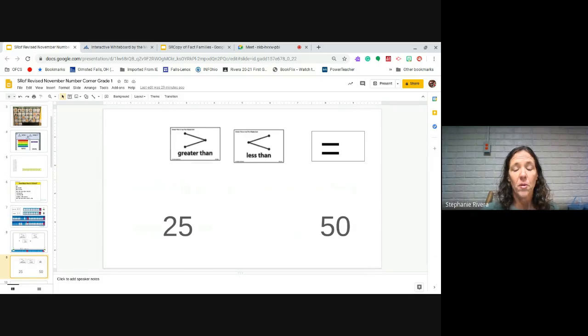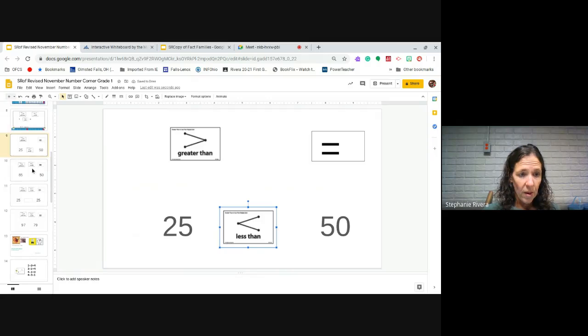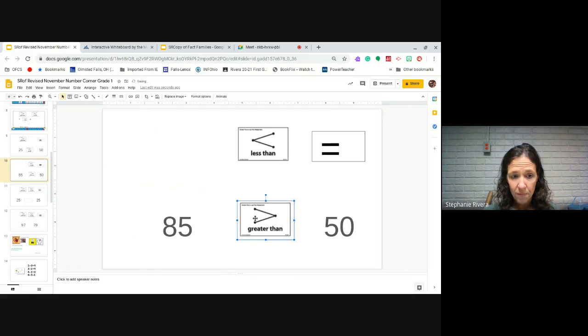Let's take a look at our next one. We have 25 and 50. What do you think? You are correct. I heard you yell it. It is less than 50. Very good. Next one. We have 85 and 50. What do you say? Very good. 85 is greater than 50.